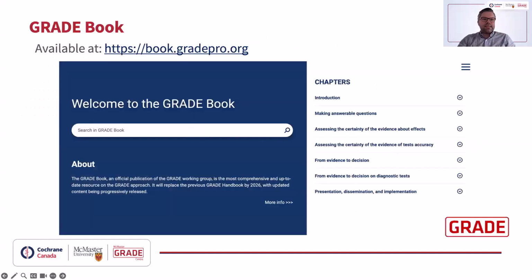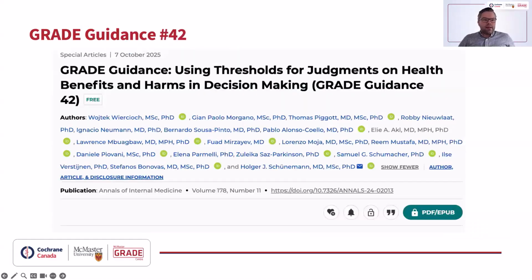The information I'll present today is covered and based off of the GRADE book, which is the resource for the GRADE working group guidance on each of the aspects for rating the certainty of evidence, as well as going from evidence to decisions specifically for guidelines, and it's available at book.gradepro.org. Likewise, the content I'll cover today is covered in GRADE guidance number 42, which was published last year, which covers using decision thresholds for judgments about the health benefits and harms, which is the topic for today.